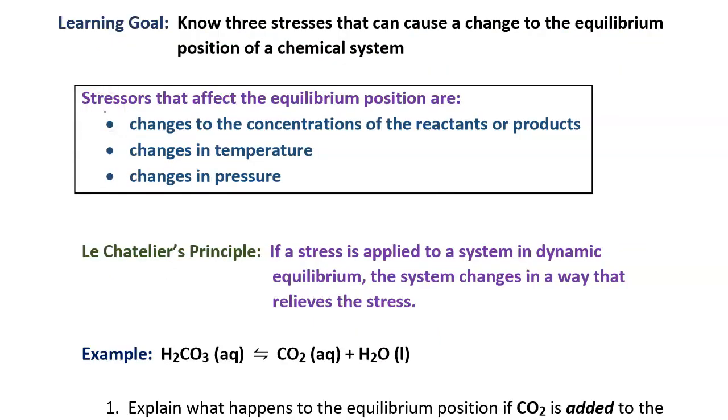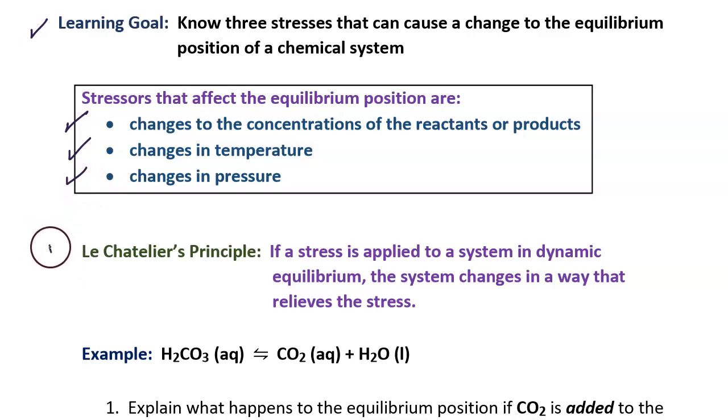After discussing the concepts of reversible reactions and equilibrium positions, let's take a look at this next learning goal. Know 3 stresses that can cause a change to the equilibrium position of a chemical equation. Here are the 3 stresses. First, changing the concentrations of the reactants or products will cause the equilibrium position to change. Second, changing the temperature of the system will cause the equilibrium position to change. And third, changing the pressure will cause the equilibrium position to change.